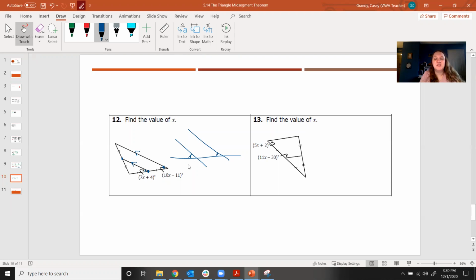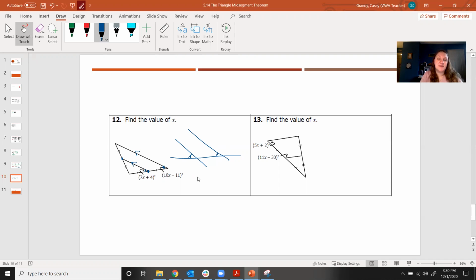What angle relationship do these two angles have? Are they same side interior, same side exterior, consecutive interior, alternate interior, alternate exterior, corresponding? I may have repeated those. But what is the relationship between those two angles?